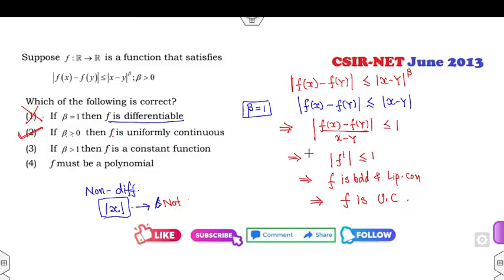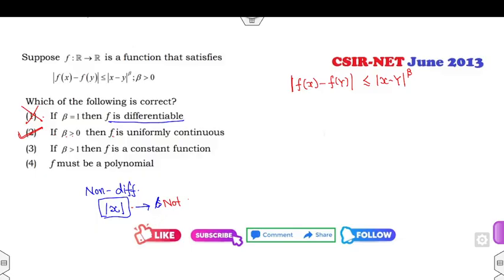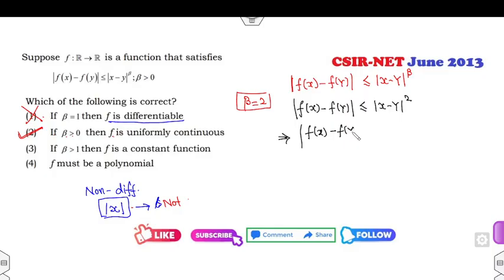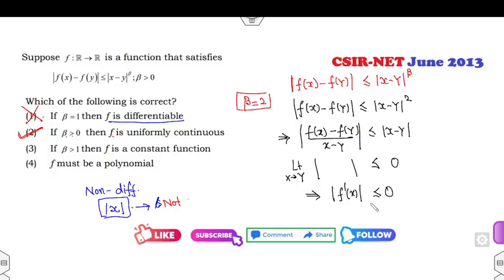If beta is greater than 1, then it is a constant function. I can choose any value, say beta is equal to 2. Fine. Then |f(x) - f(y)| is less than or equal to |x - y| whole squared. Again, I can divide both sides by |x - y|, which is less than or equal to |x - y|. Then take the limit as x approaches y. The left hand side will be 0. So that means |f'(x)| will be less than or equal to 0. But we all know the modulus value can never be less than 0. That means the derivative is 0. If the derivative is 0, that means f is a constant function.